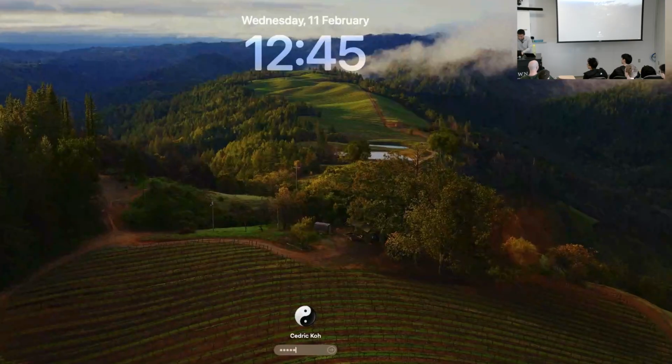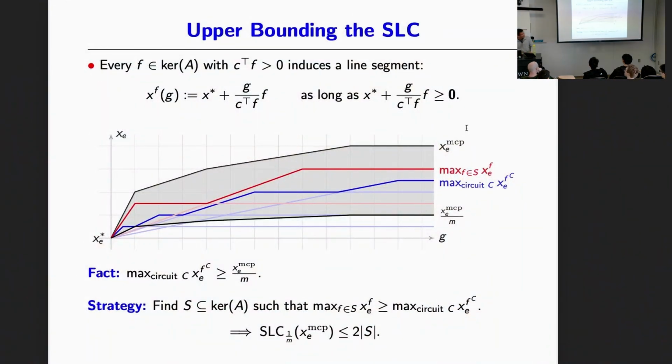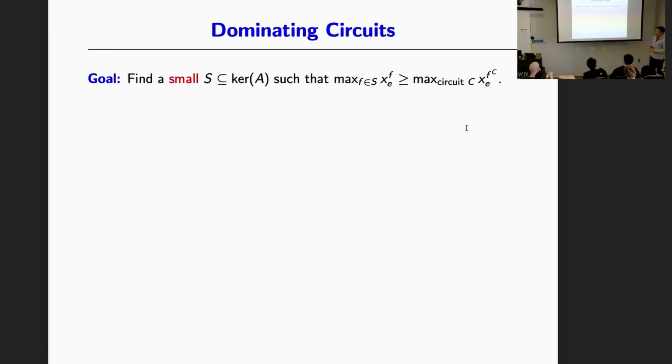Okay. So our goal now is to find a small set of kernel vectors, or circulations in our case, that dominates this blue curve given by the set of all circuits. Okay, so that's our goal. Our goal is to dominate circuits.